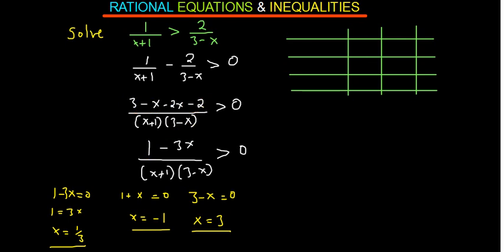Please don't think of crossing and multiplying. No, x times 3, x times x, 1 times. Don't do that. So when you reach here, equate every single term to 0. I got first what was on top, 1 minus 3x. I equated it to 0. I found x to be 1 over 3. I got x plus 1, I equated to 0. I found that x was negative 1. Got the 3 minus x, equated it to 0. I found that x was equal to 3.